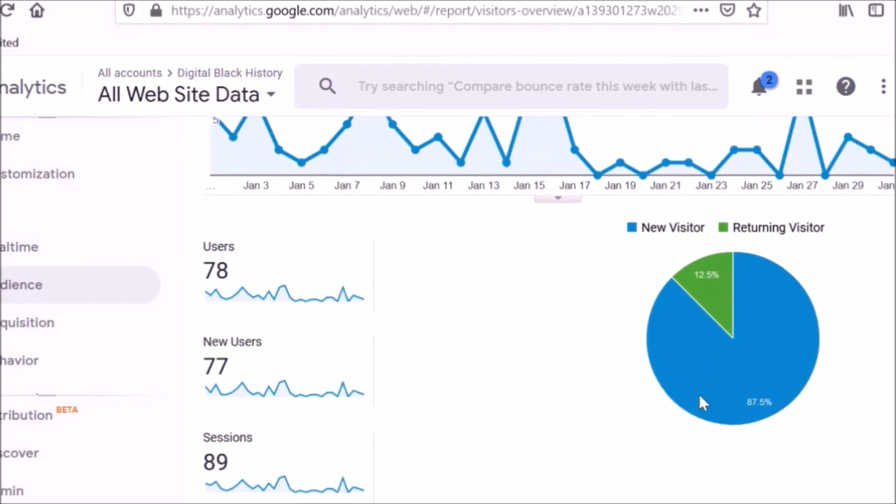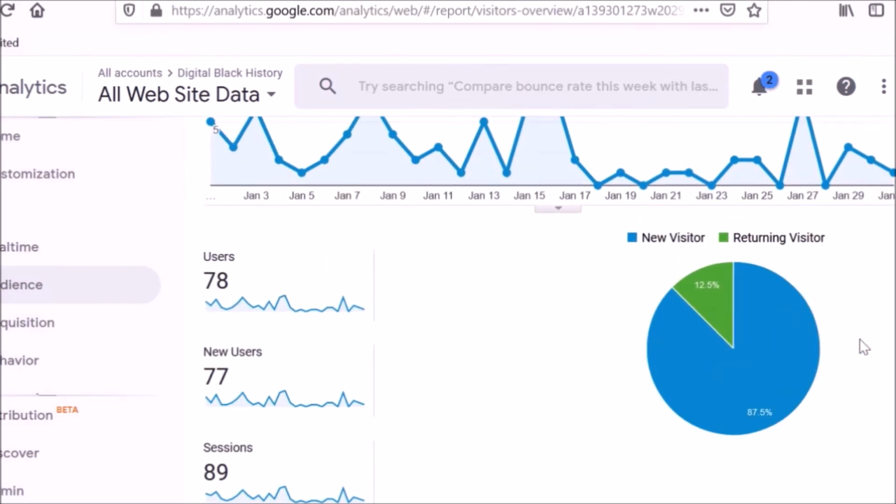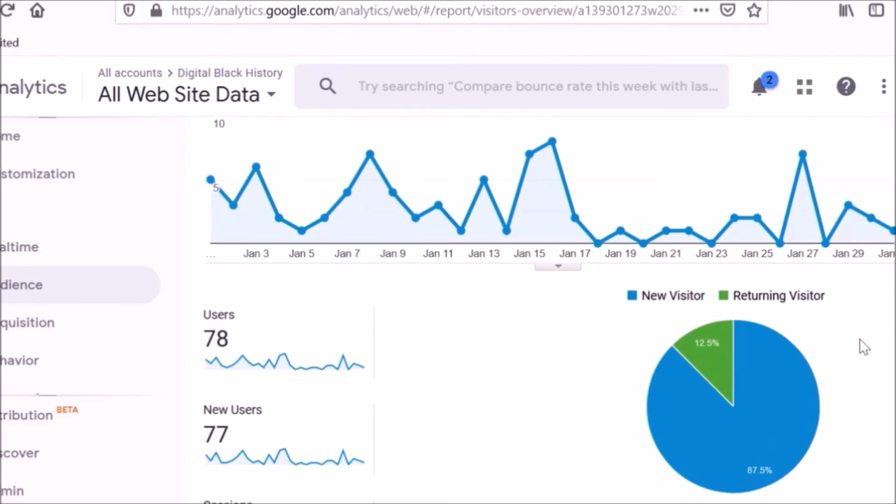Over here on the right, I get a pie graph of my breakdown of users. So I can see that about 87.5% of these users were new visitors during this time period, and about 12.5% of them were returning, which is good.